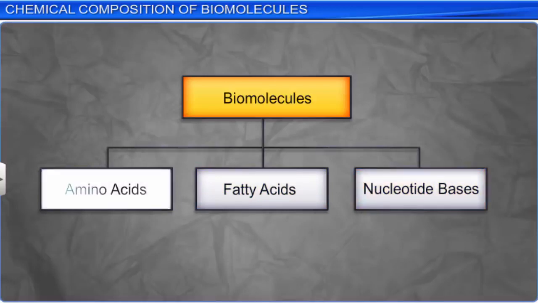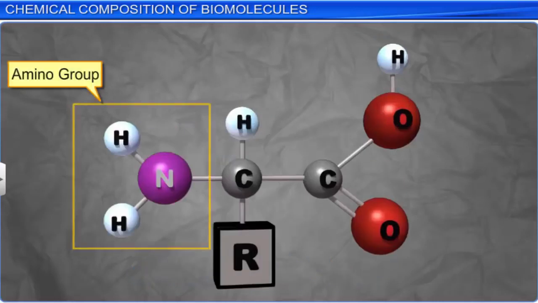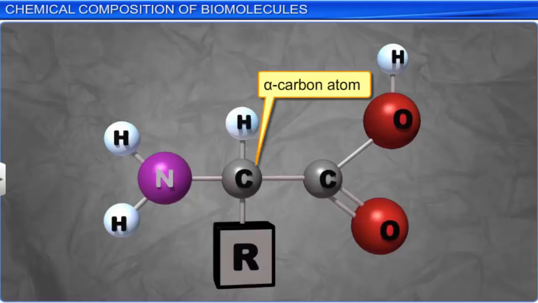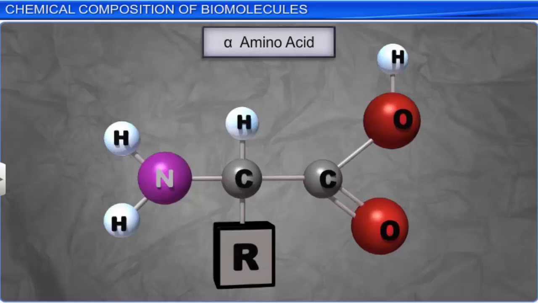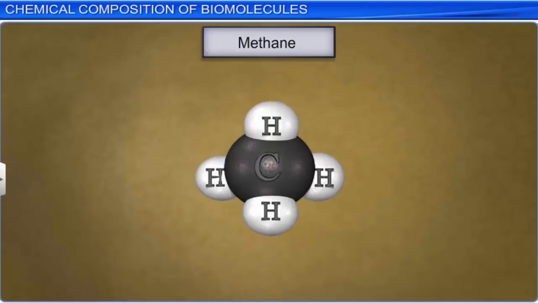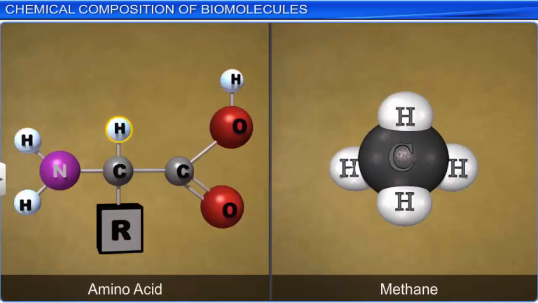Amino acids are the building blocks of all proteins. The amino group and carboxylic group are present on the same alpha carbon atom of the amino acid. Hence, they are also known as alpha amino acids. Amino acids are substituted methanes. There are 4 substituent groups occupying the 4 valency positions. These groups are hydrogen, the carboxyl group, amino group, and a variable group also known as the R group.